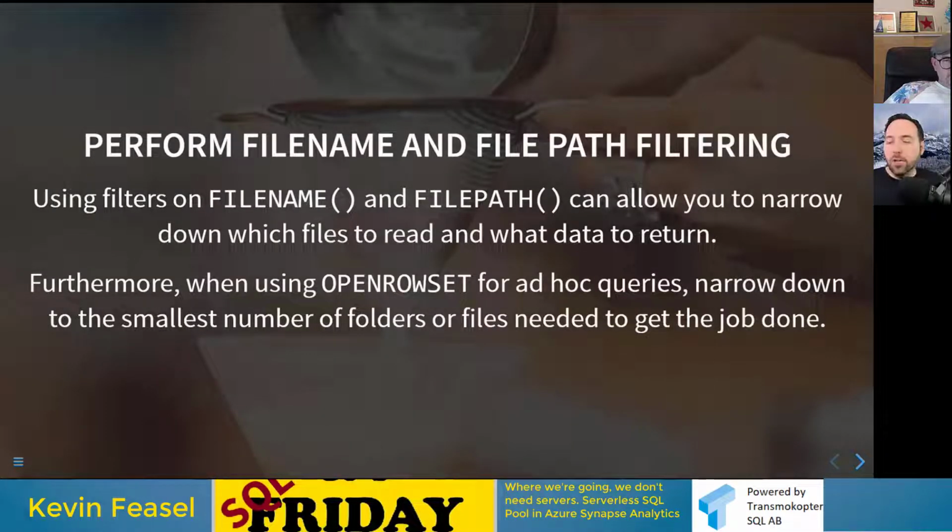You can filter on file name, on file path to narrow down what you want to read and return. I showed you an example where I had those filters on a.year equals 2116 and a.month equals 3 or whatever. This is going to save you money because you'll only read that folder instead of all of the folders for all of the years. It'll also make your queries faster. So better performance, less money. That's kind of a win-win.